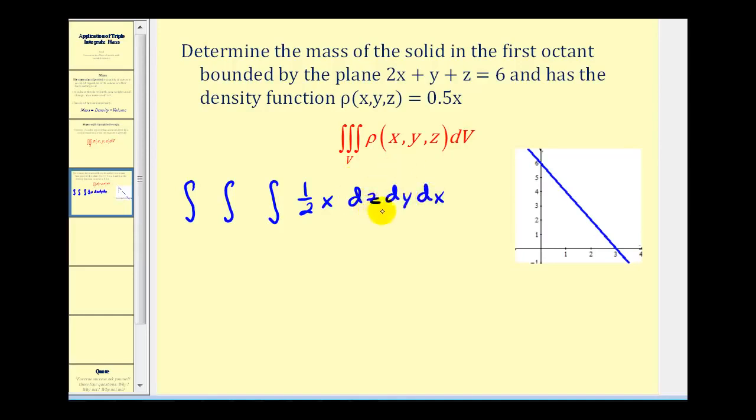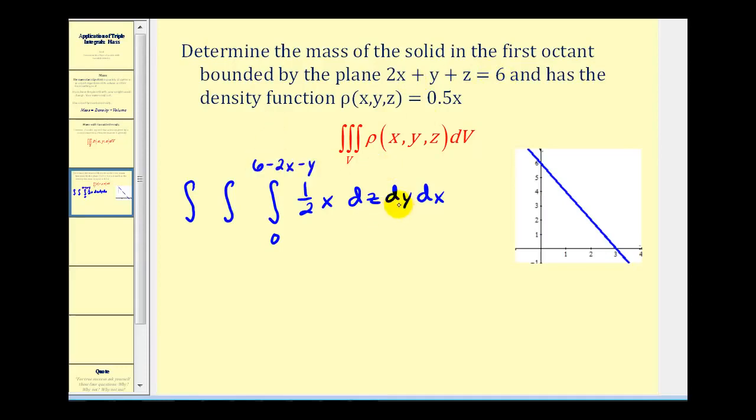So we'll start with determining limits of integration for z. We know our solid is in the first octant and it's bounded by this plane. So the lower limit of integration for z would be 0, and the upper limit of z would be determined by this plane written as a function of y and x. So if we solve this equation for z, we would have z equals 6 minus 2x minus y, and that would be our upper limit for z.